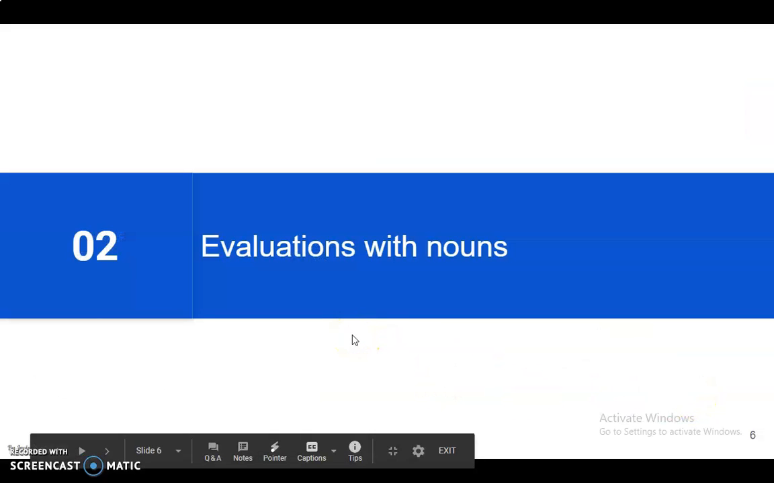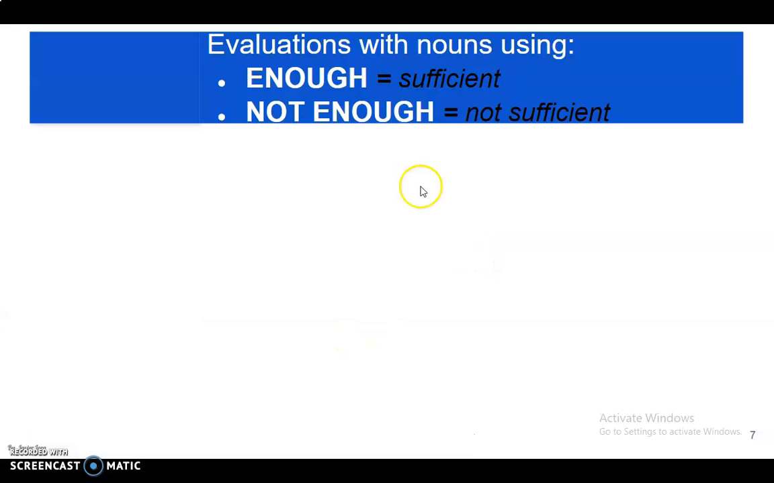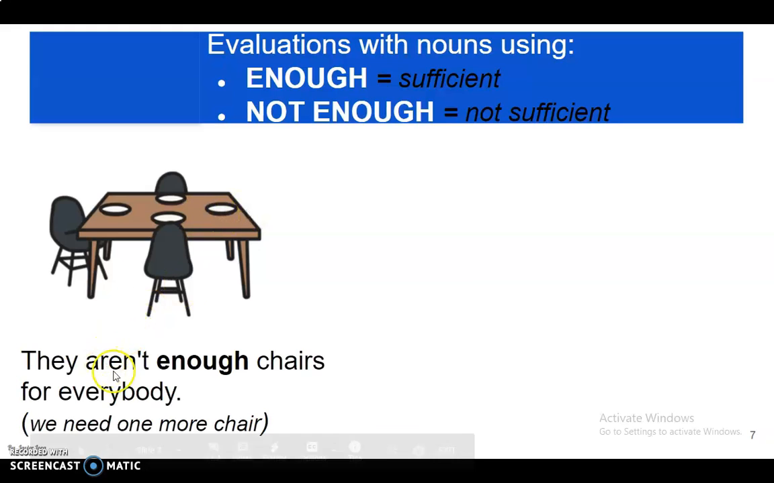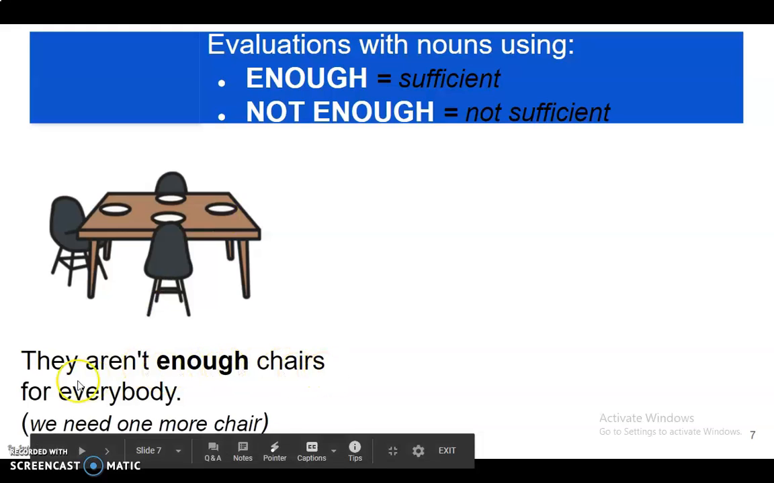Now it's time to talk about evaluations, but this time with nouns. You can also make evaluations with nouns using enough or not enough. As you can see in this picture, something's missing. We need one more chair here. So we could say that there aren't enough chairs for everybody. We need one more chair.